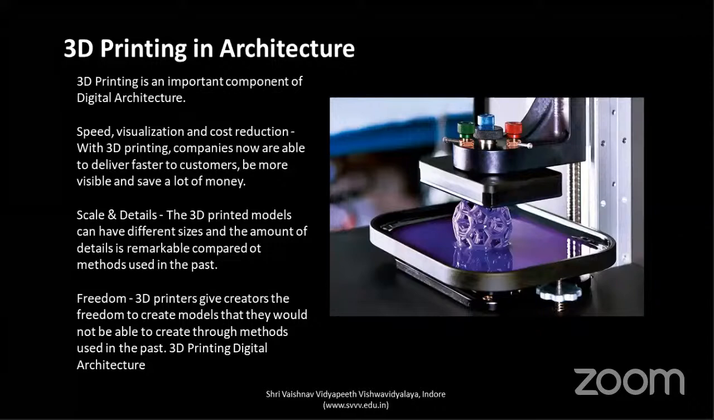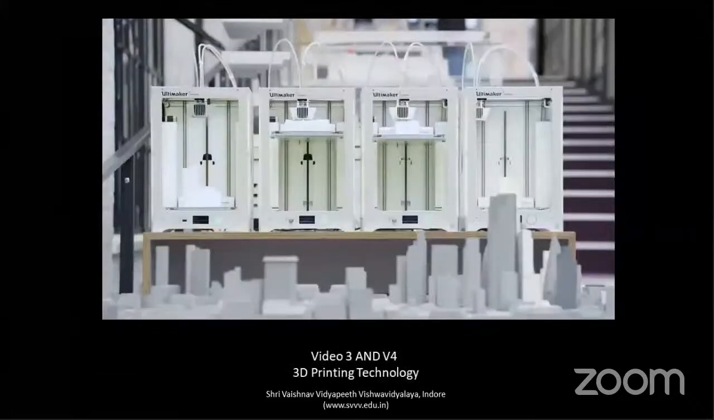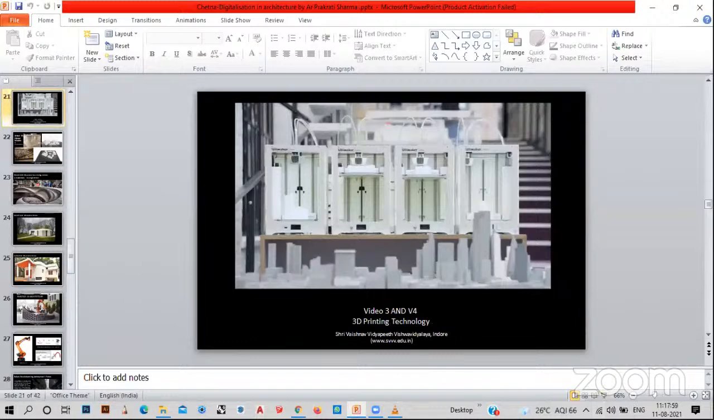So we used 4x sheets, glues, and cutters to create our models in our architecture college days. But with advancements like laser cutting models and 3D printed models, you can save your time and work more on your designs. The freedom with 3D printers gives creators the freedom to create models they would not be able to create through the conventional methods of the past. So in video number 4, we are looking into the 3D printing technology.